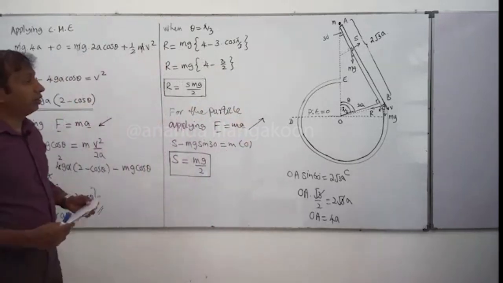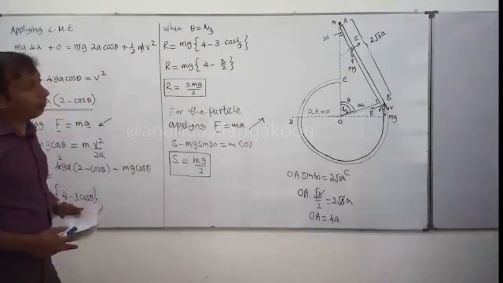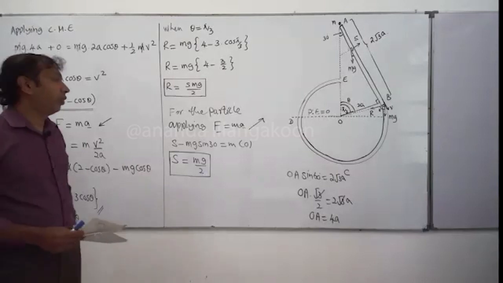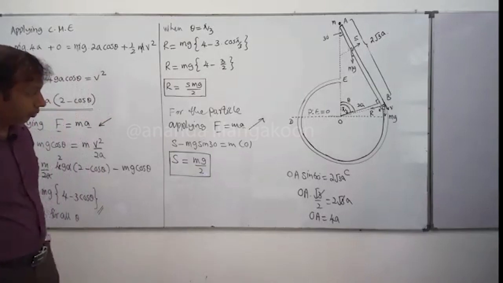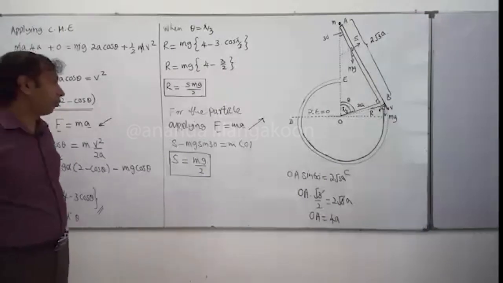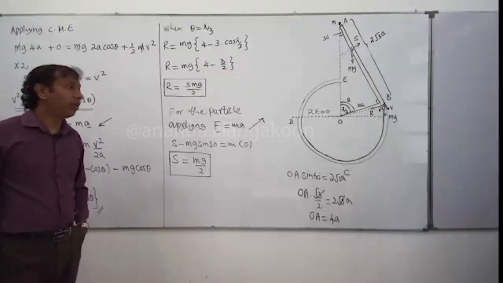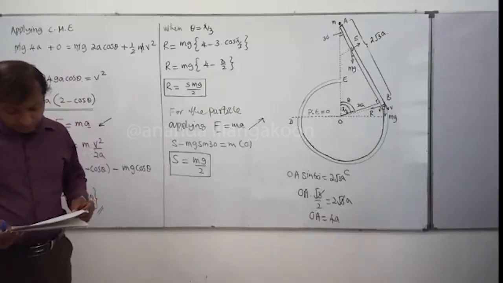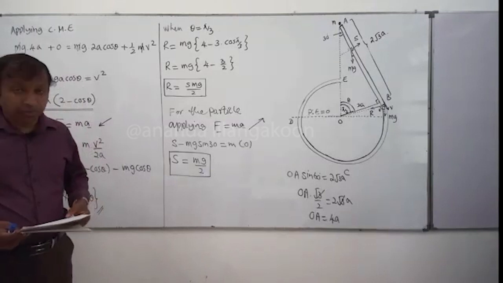Then you can see this way. Now you can write here: therefore, the reaction on the particle changes from outward to inward when it passes point B.